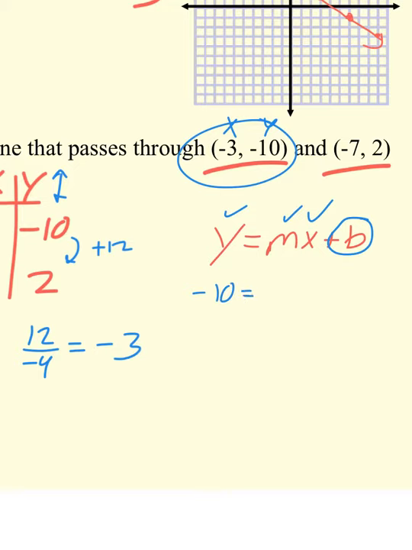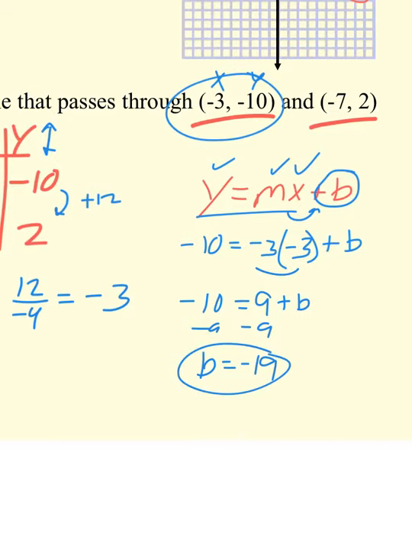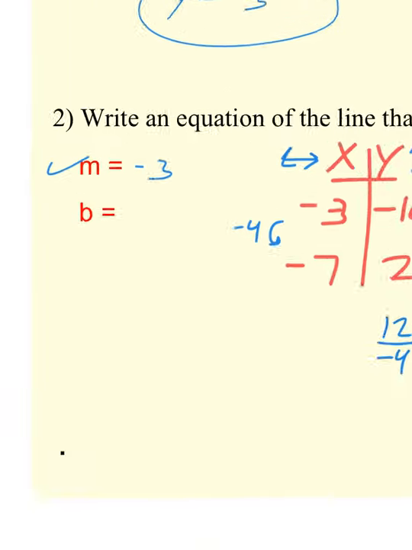And if I put those numbers in, it'll start looking like this. Negative 10 equals, the slope I found was negative 3. And then in this case, the x-coordinate is also negative 3 for this problem, plus b. So I plug in all the things that I know, and then there's my last unknown, which is b. Now I just start solving this equation for b. Negative 3 times negative 3 gives me positive 9, plus b equals negative 10. I'd subtract the 9 over to the other side, and b equals negative 19. So my y-intercept should be negative 19.